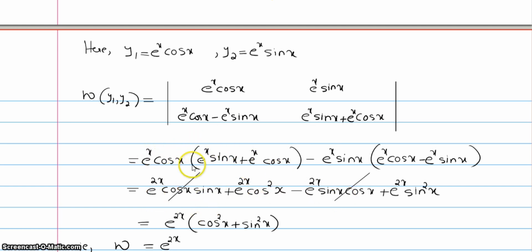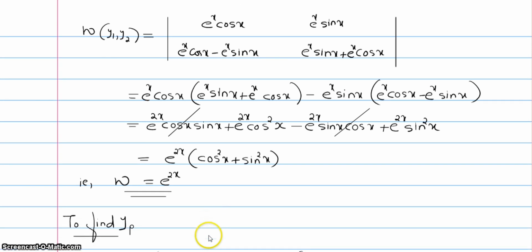e raised to x into e raised to x is e raised to 2x, so we can cancel these two terms, and combining the rest of the two terms and taking e raised to 2x outside, we'll get cos square x plus sin square x. Its value is 1, so we'll get the Wronskian value as e raised to 2x.